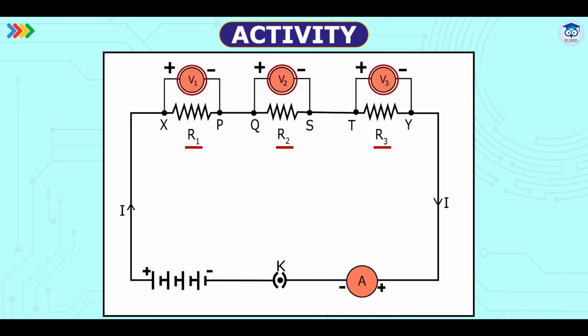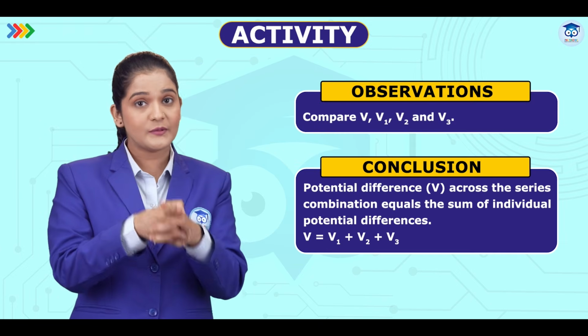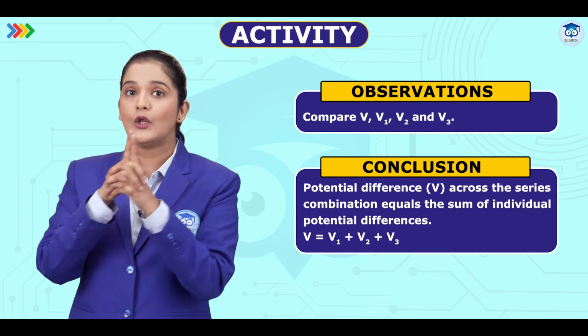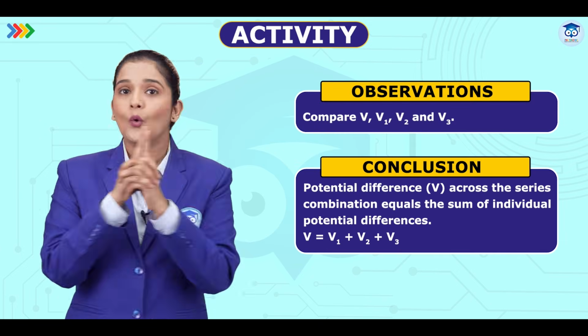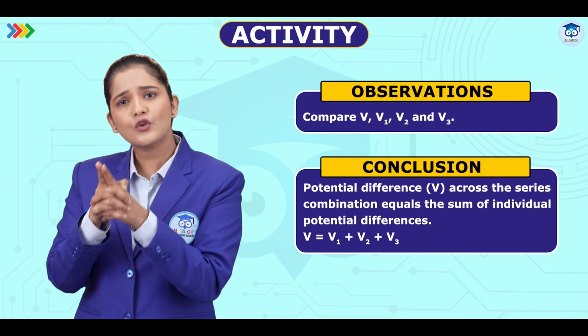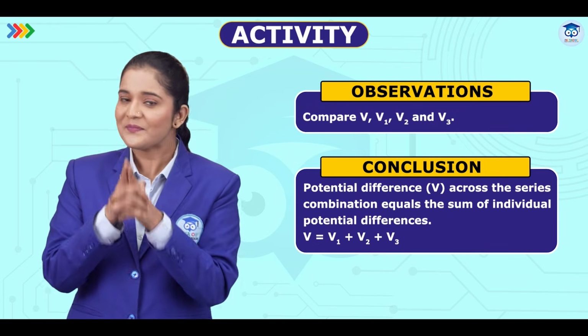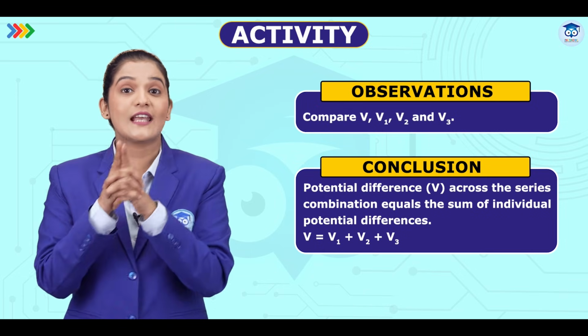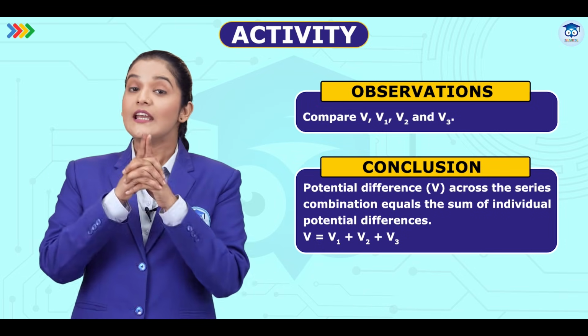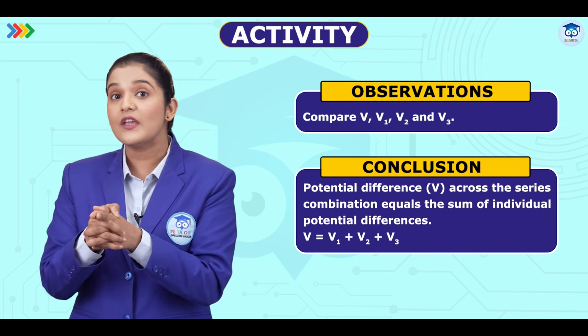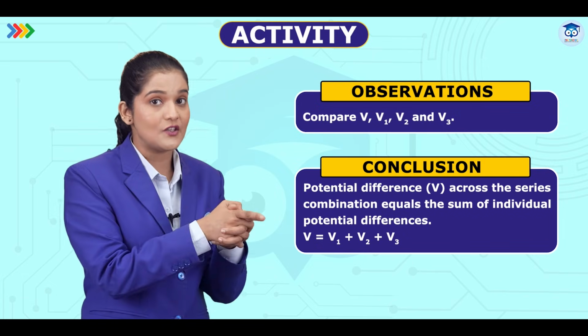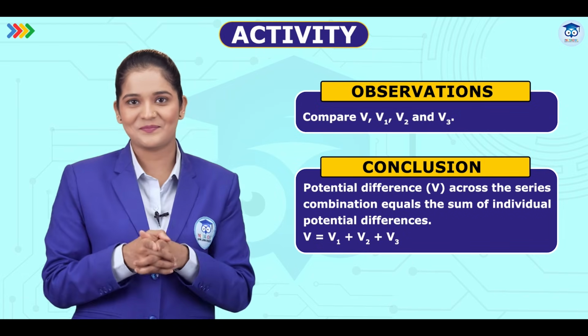Each voltmeter is again connected in parallel to the respective resistor during these measurements, as we can see in the diagram. After obtaining the values of V1, V2 and V3, we compare their sum with the total potential difference V, initially recorded across X and Y. It is observed that V1 plus V2 plus V3 is equal to V.